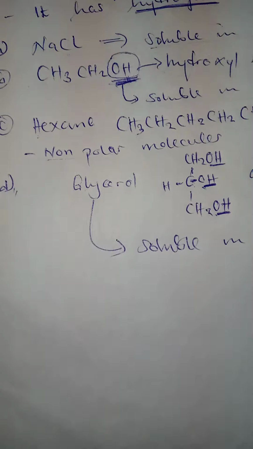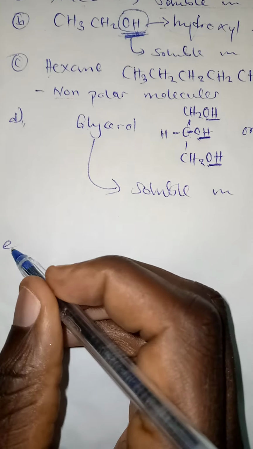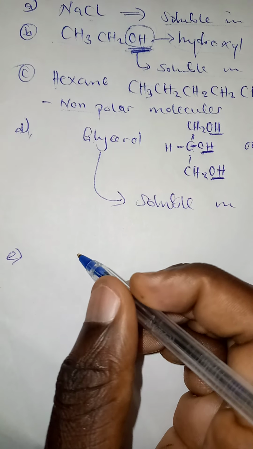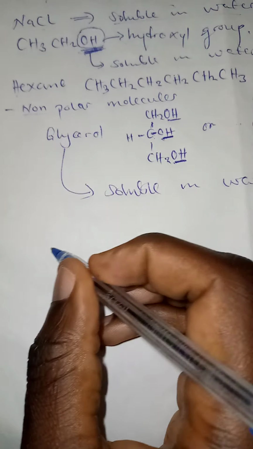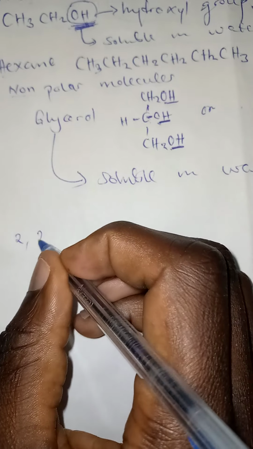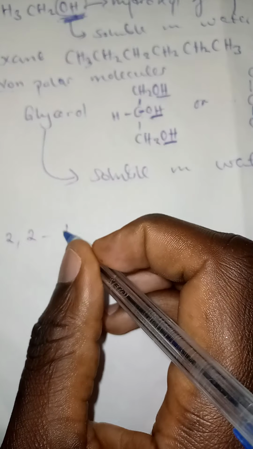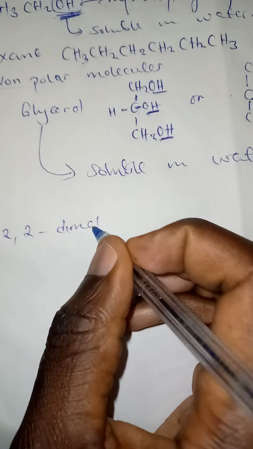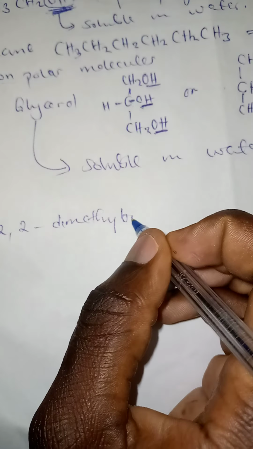Okay, so this is how simple these questions are. So let's do the last one. The last one is asking us to describe 2,2 dimethyl butane.